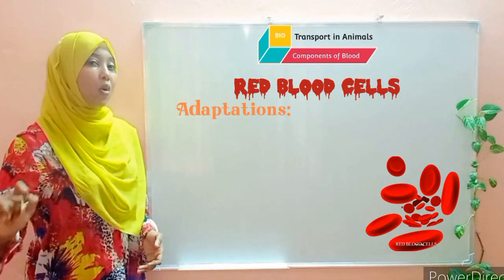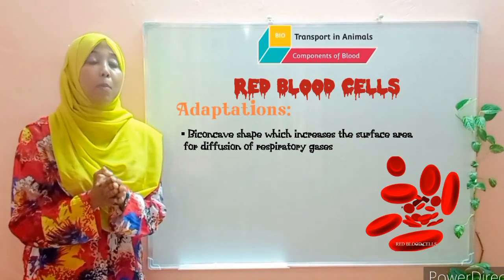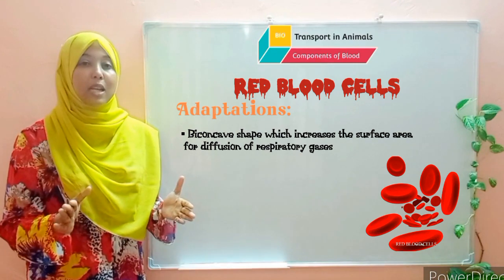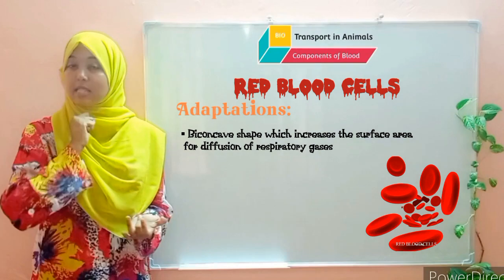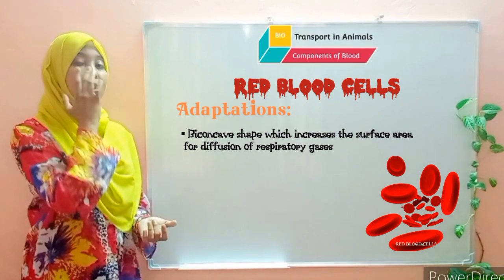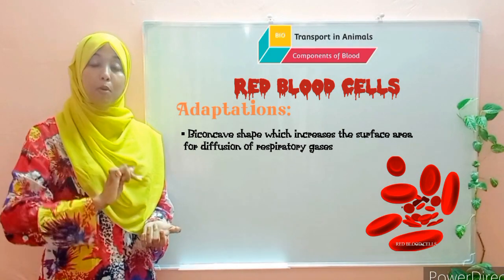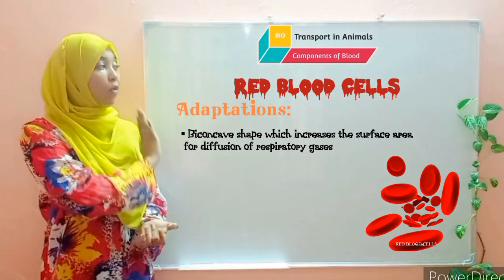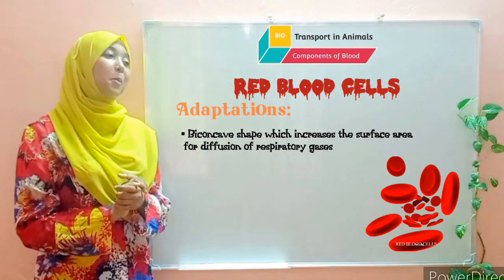Number one, the biconcave shape. Red blood cells have a biconcave shape which increases the surface area for the diffusion of respiratory gases. Now I would like to point out this. Don't say 'to provide a surface area.' Always use the term increasing the surface area or providing a large surface area for the diffusion of the respiratory gases. Diffusion is the physiological process that is involved in movement of oxygen and carbon dioxide from one part of the body to another.